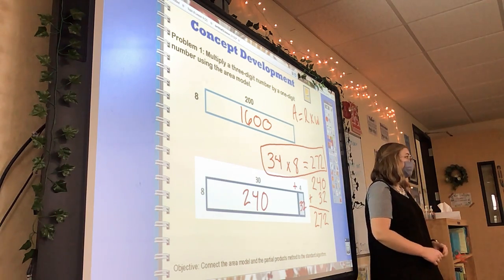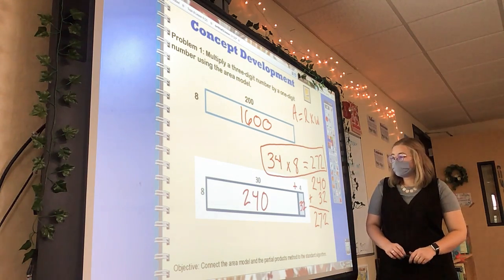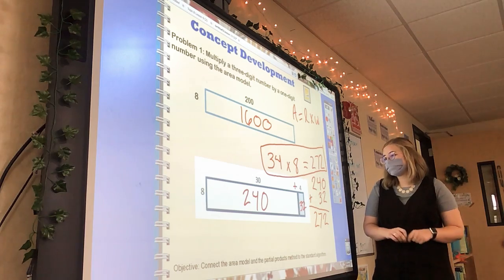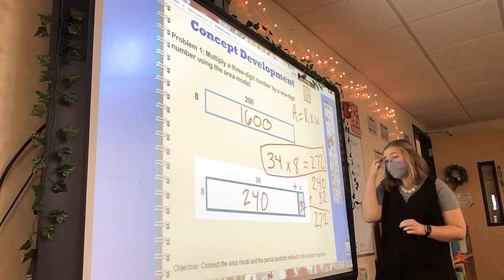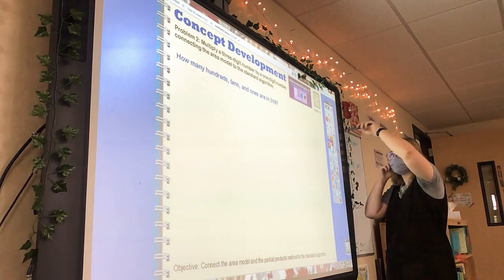For the 32, were you just adding 4 times 8? Oh my gosh, I see what you're saying. Okay, so yeah, we're multiplying. So this example isn't good. I'm going to move on to the next one.